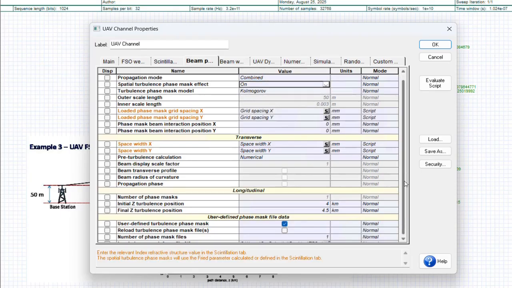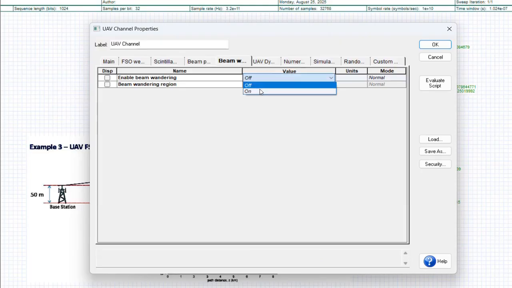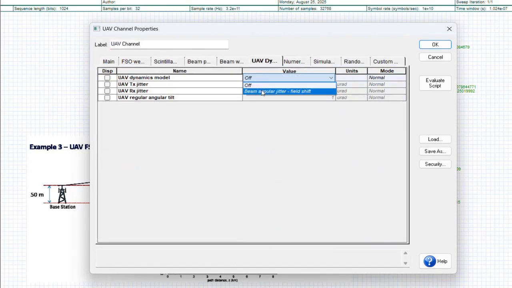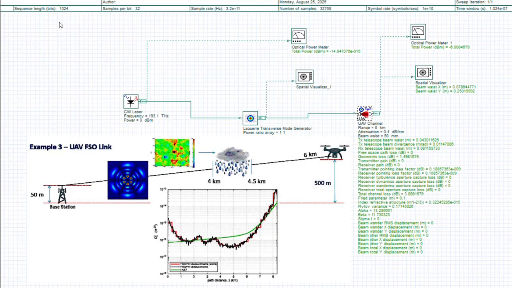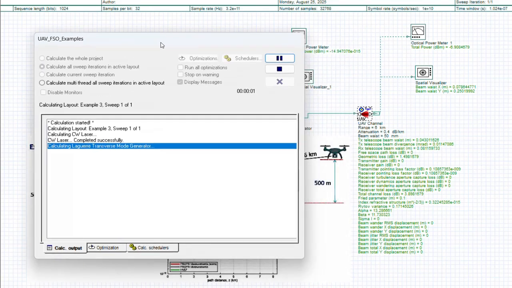Now, if we would like to turn on additional effects, we can turn on the turbulence phase mask, and we're using a single phase mask as we have done in the previous examples. We're also going to be turning on beam wandering and the UAV jitter, so mechanical jitter as well. And we can examine this running.